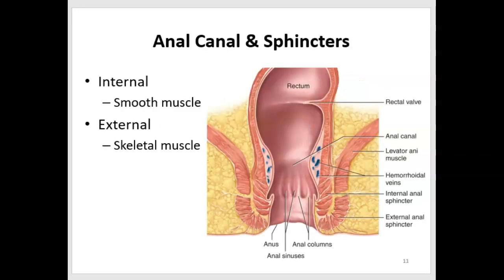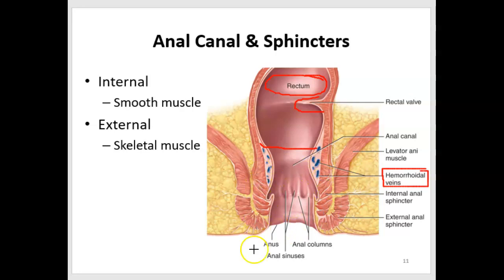Okay, I mentioned hemorrhoids before, so I'd like to look in a little bit more detail at the anal canal and the sphincters associated with it. So here we are in the rectum with the presence of the rectal valve, and we come down to the anal canal. And at the beginning of the anal canal, you'll notice that in the submucosa are these hemorrhoidal veins. Okay, and that, of course, is carrying deoxygenated blood eventually back to the heart.